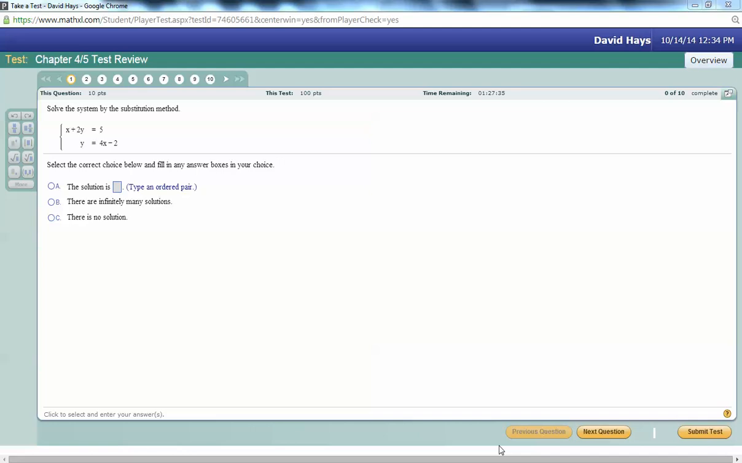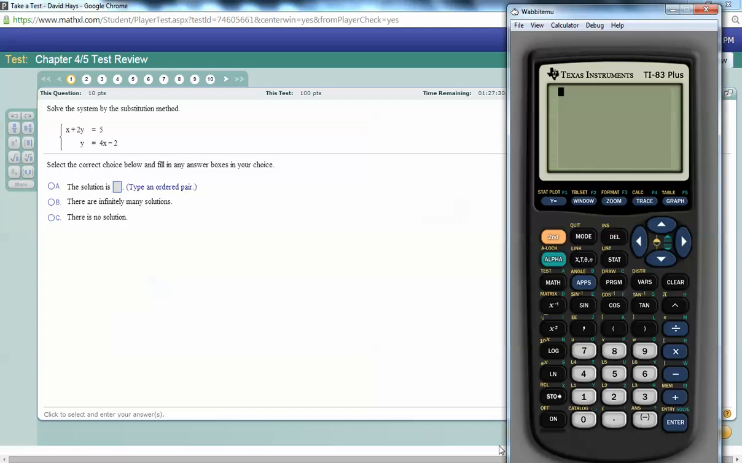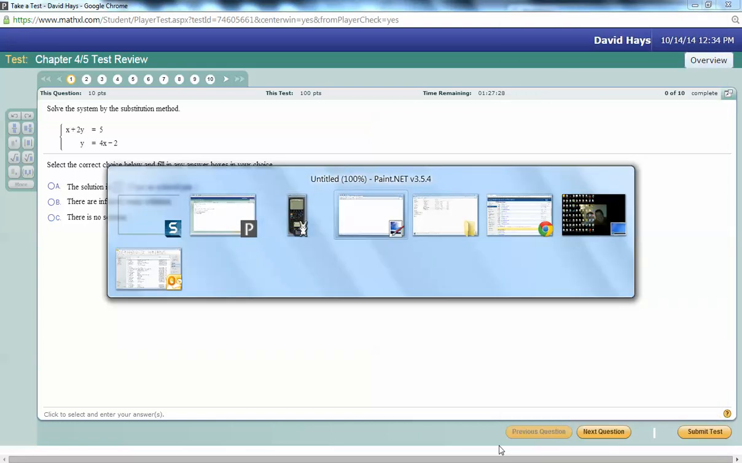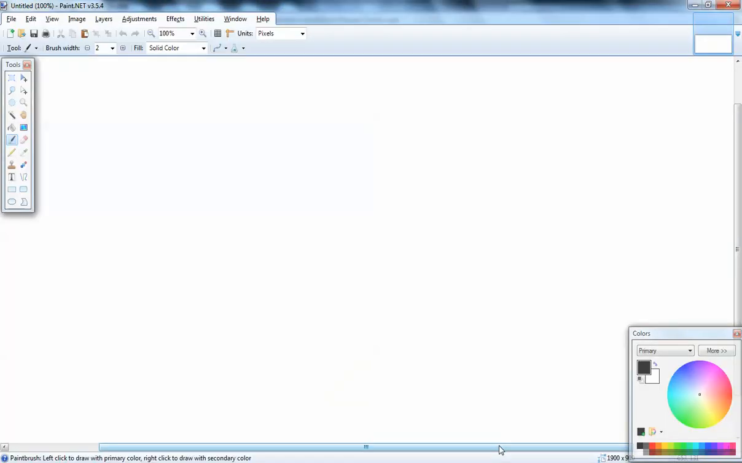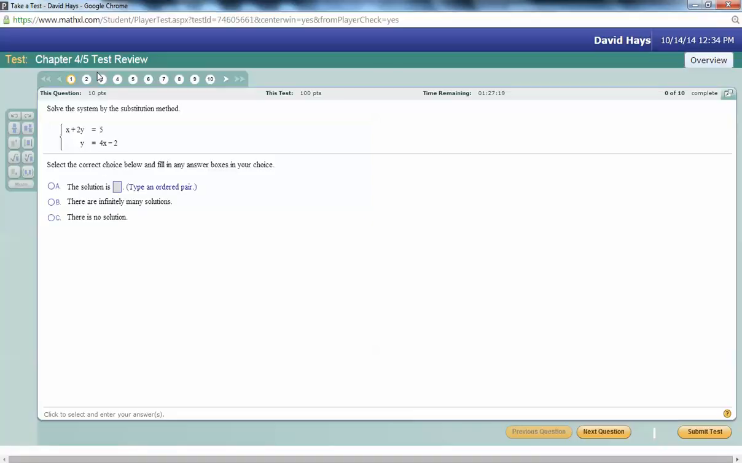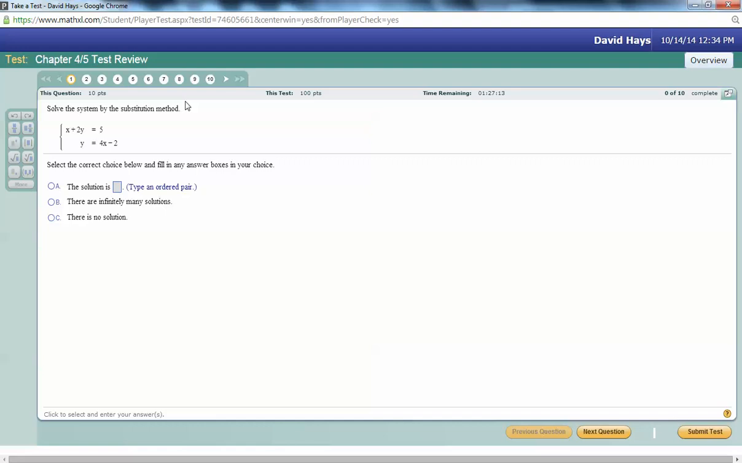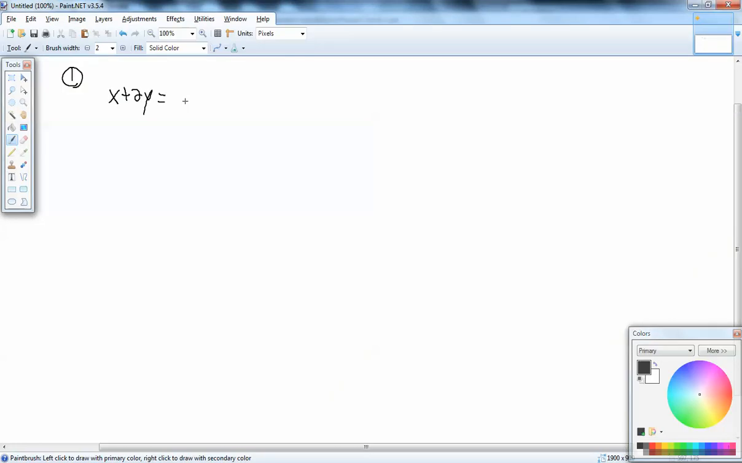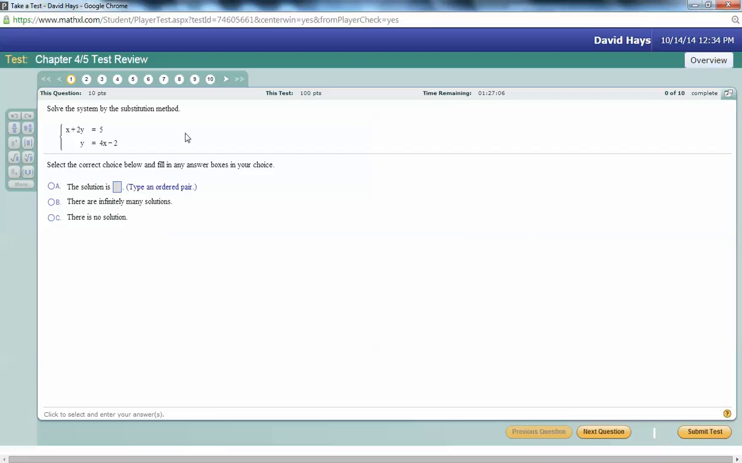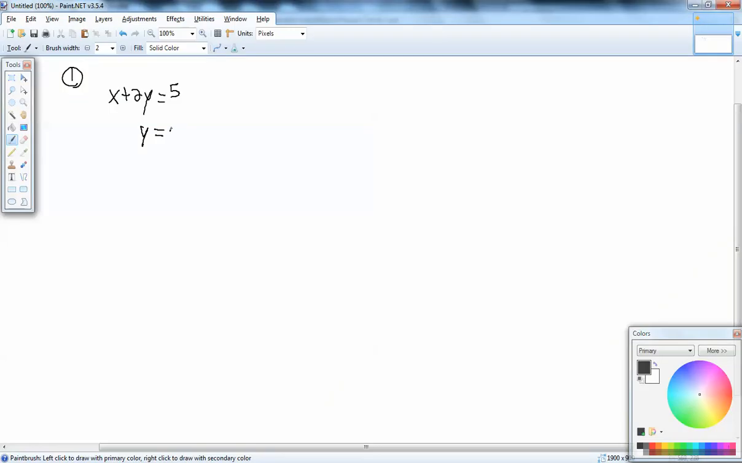Let's take a look at this first problem. I want to solve this by the substitution method. Okay, there we go. And so, first problem. We got x plus 2y is equal to 5. And y is equal to 4x minus 2.